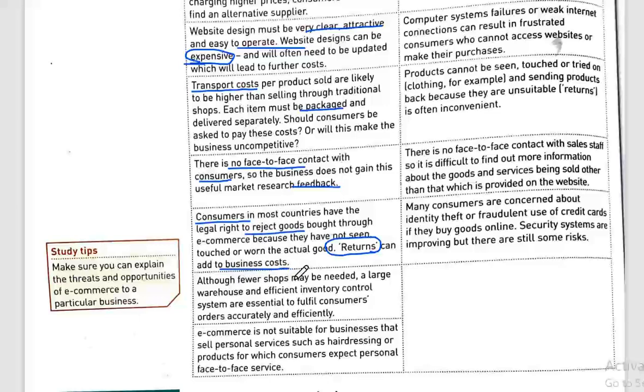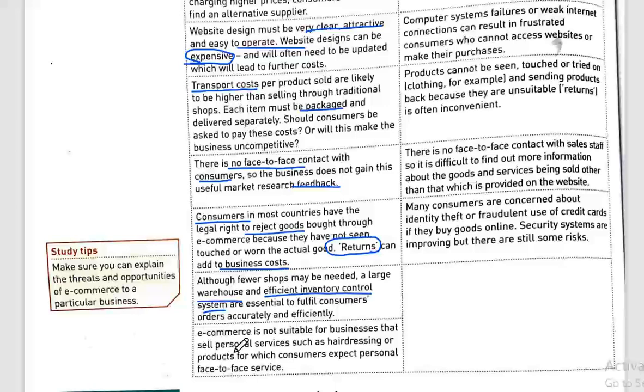And although fewer shops may be needed, a large warehouse and efficient inventory control systems are essential to fulfill consumers' orders. So even though I'm working online, I will need a warehouse. I will need an efficient inventory control system for the warehouse as well to fulfill all the orders of the customers. E-commerce is not suitable for businesses that sell personal services.